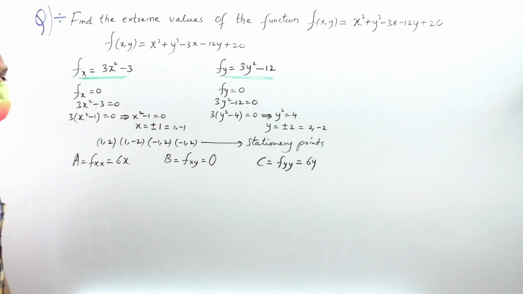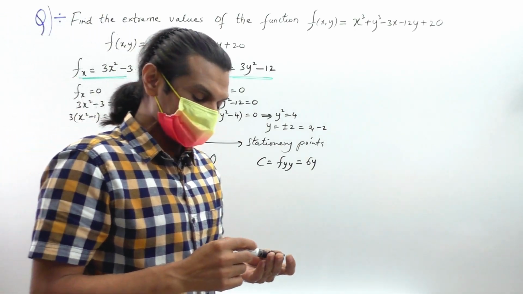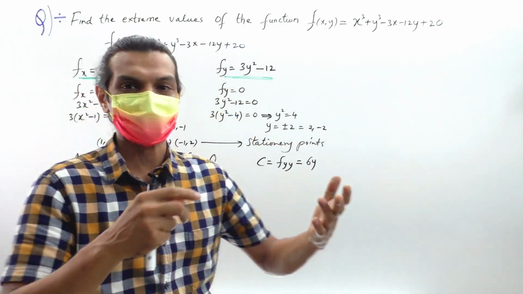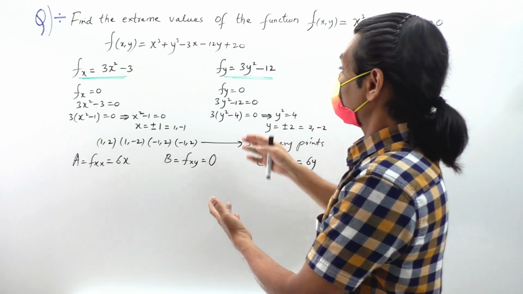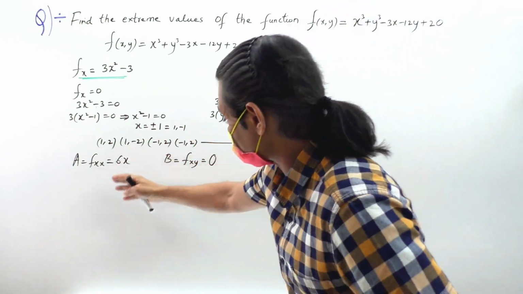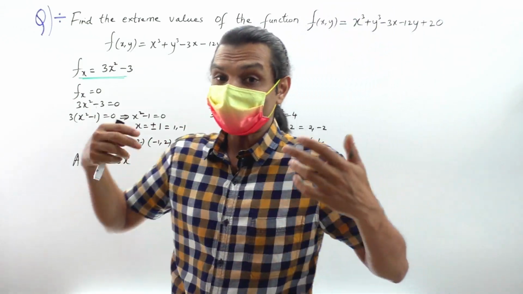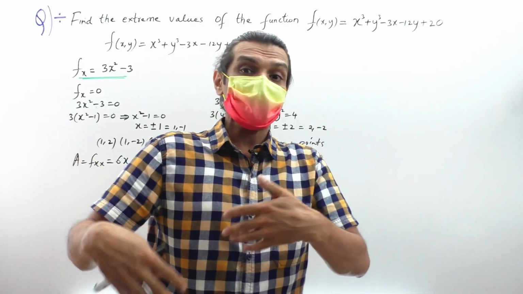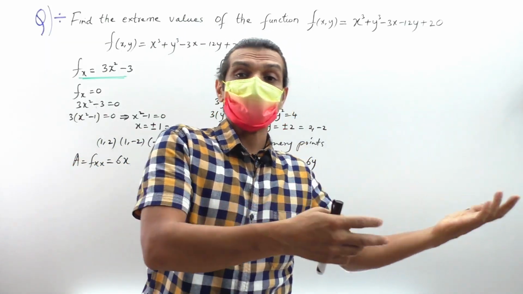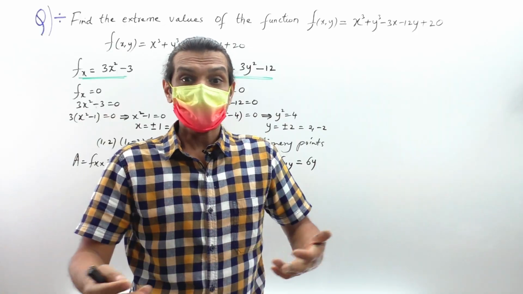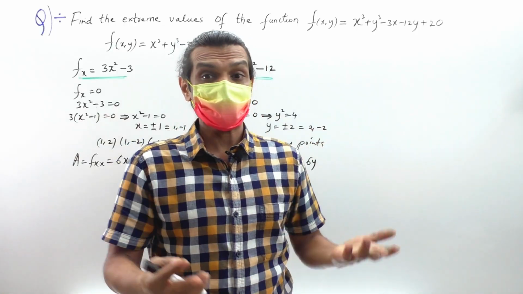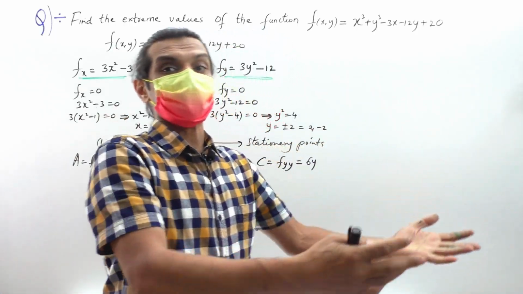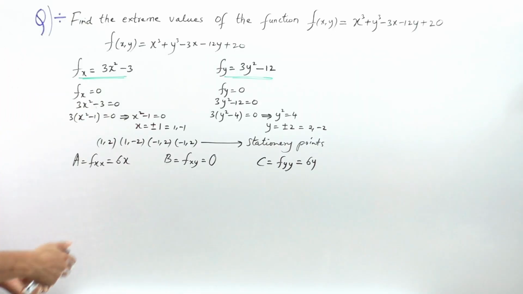The next thing is to make the solution more and more simple. I will explain it in the form of a table here. We will put all the stationary points and put all these A, B, C and check the conditions like AC minus B square greater than 0 and A lesser than 0, AC minus B square greater than 0 and A greater than 0, and AC minus B square lesser than 0. What happens? We will check this. I will show you now. Let us draw the table first and see how easy it becomes.